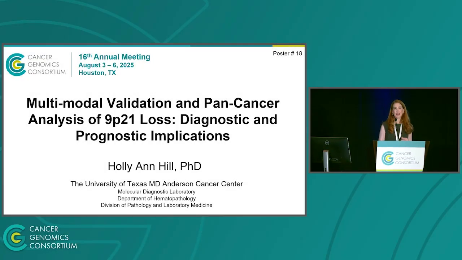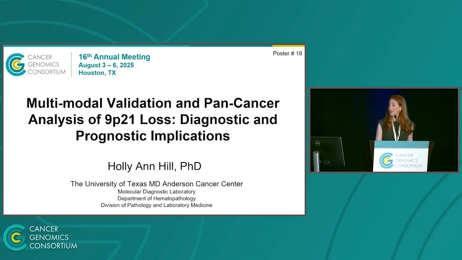Today I would like to give a brief summary of our validation of the genes involved in 9p21 loss and some of the diagnostic and prognostic implications. I work as a variant scientist at the Molecular Diagnostic Laboratory at MD Anderson, which provides clinical diagnostics for our patients.